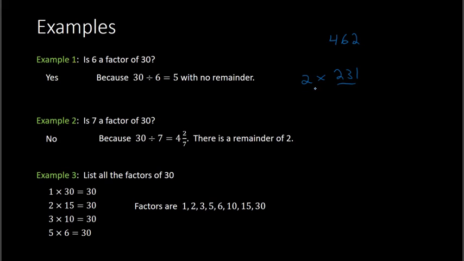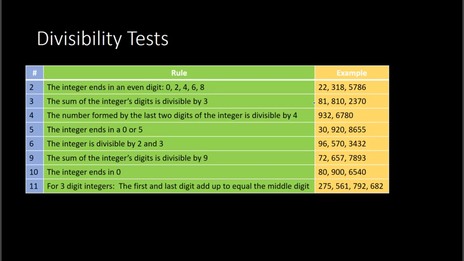But the question is, how do I know just by looking at this that 2 would divide evenly into 462? And how do I know if 3 would or would not, or 4 or 5? So in the following slide, you will see a bunch of different tests for all these different numbers to determine if a particular number can divide evenly into a larger number. So here's the table. Let me walk you through what we have here.